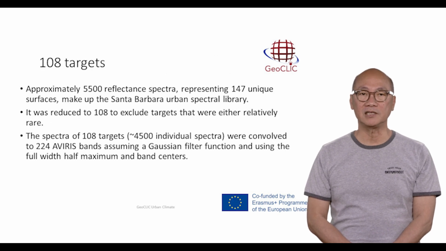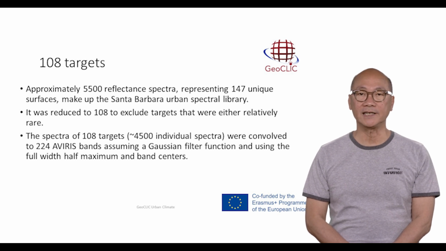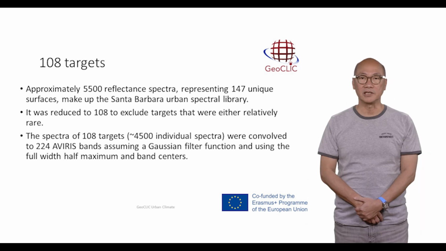The study area is at Santa Barbara, California. For the measurement, there are 108 targets representing 147 different and unique surfaces. Importantly, the spectra were convolved or resampled to 224 spectral bands so that they are comparable to the spectral configuration of AVIRIS, or Airborne Visible Infrared Imaging Spectrometer, a real hyperspectral imaging sensor.